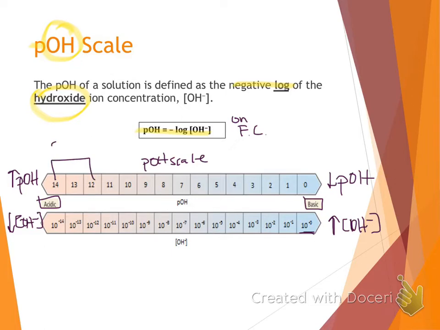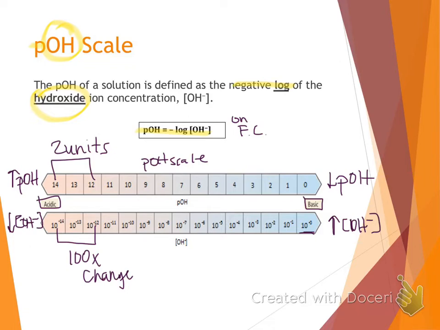Let's look at 2 units this time though. If we have a change of 2 units of pH, we're going from 10 to the negative 14th to 10 to the negative 12. That is a 100 times change. So if we had a 3-unit change, it would be 1,000 or 10 to the 3rd. A 4-unit change would be a change of 10 to the 4th power.